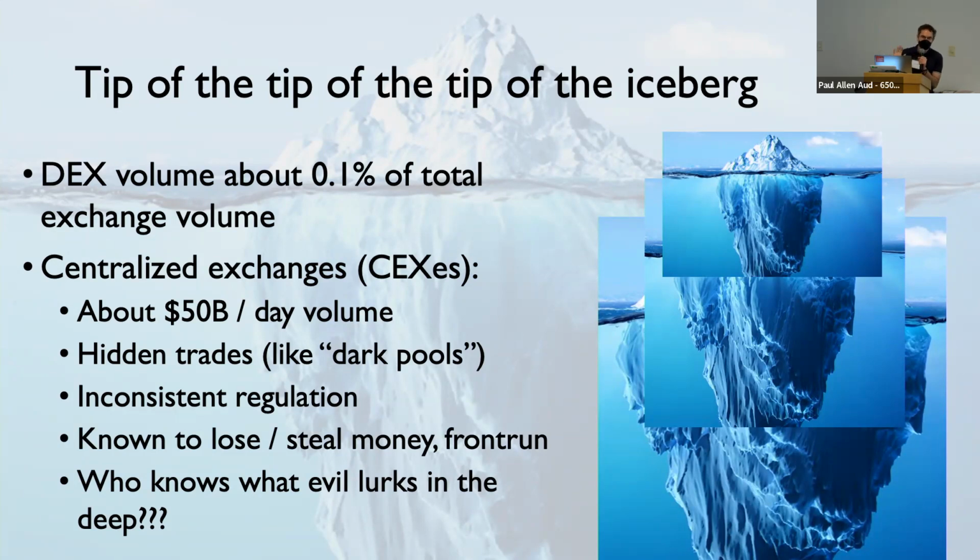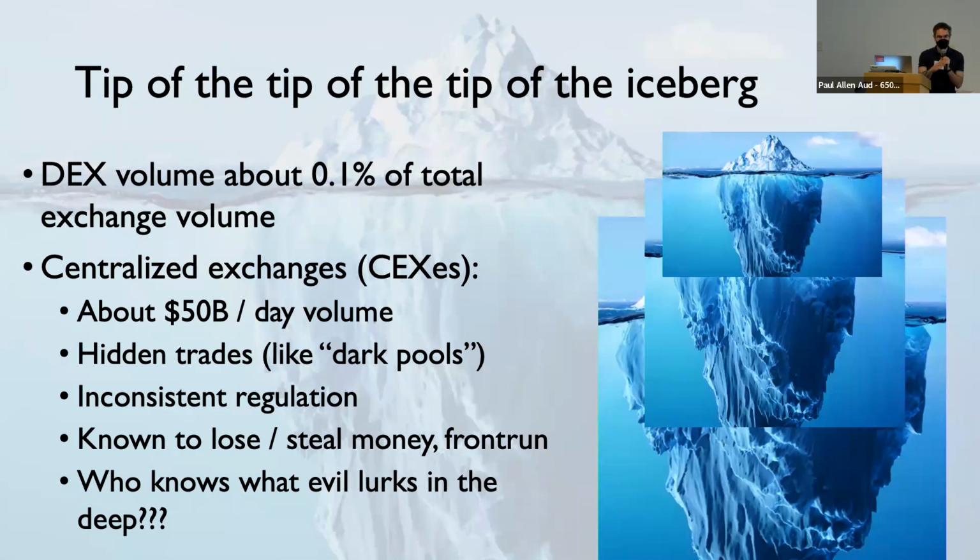Okay. Well, there you've got about $50 billion a day in volume. It fluctuates quite a bit. And they're lightly regulated at this point. We have no idea what's going on in those exchanges. So there's almost certainly some kind of malfeasance going on, at least in certain corners of the world of centralized exchanges.